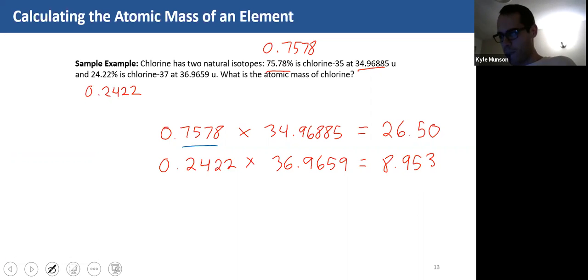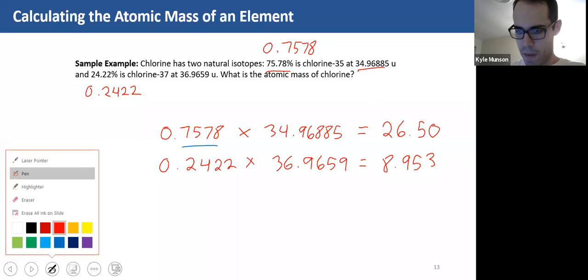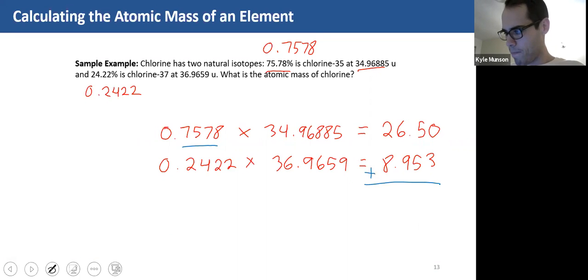Now we simply add these up. 26.50 plus 8.953, I get 35.45. The last digit there isn't significant, according to the significant figure rule for addition. So this is what we get in atomic mass units.